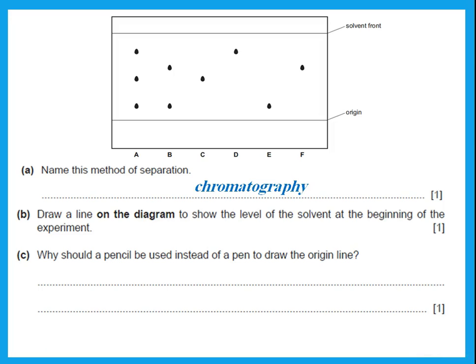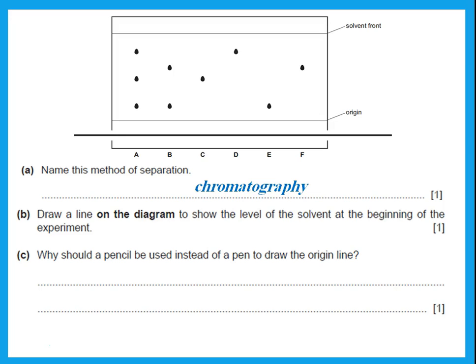Okay, again, this is a diagram, and it says name this method of separation. Of course, this method of separation is chromatography. Now he says draw a line on the diagram to show the level of the solvent. Remember that we said the level of the solvent should be below the origin line, so you should draw something like this.